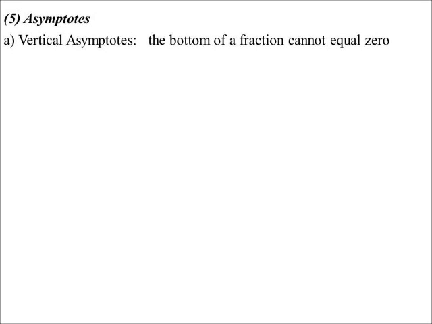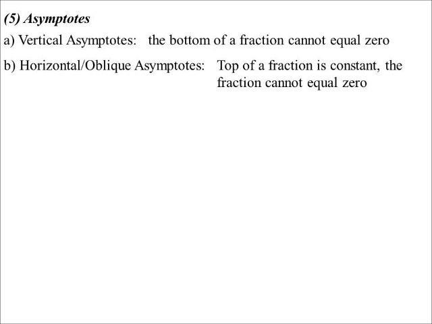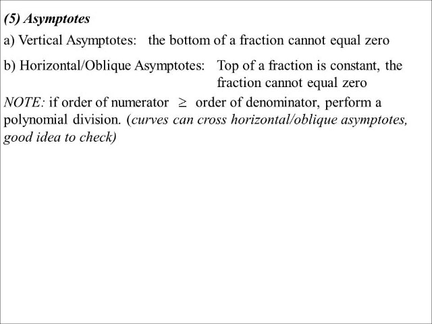Asymptotes. Okay, we know vertical asymptotes, bottom of the fraction can't equal 0. Horizontal and oblique asymptotes, top of the fraction is a constant, then the fraction can't equal 0. Remember, a curve can cut horizontal or oblique asymptotes. It is possible. If the order of the numerator is greater than or equal to the denominator, do your polynomial division first, and then when you do the polynomial division, the quotient would be the asymptote.